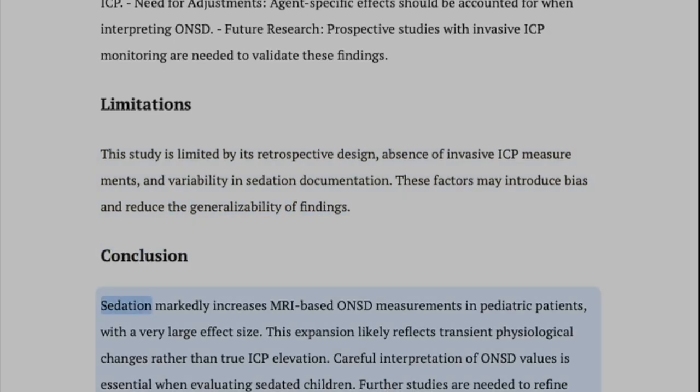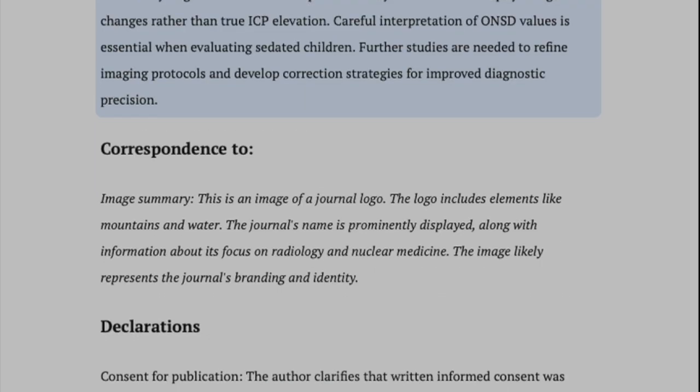Conclusion. Sedation markedly increases MRI-based ONSD measurements in pediatric patients, with a very large effect size. This expansion likely reflects transient physiological changes rather than true ICP elevation. Careful interpretation of ONSD values is essential when evaluating sedated children. Further studies are needed to refine imaging protocols and develop correction strategies for improved diagnostic precision.